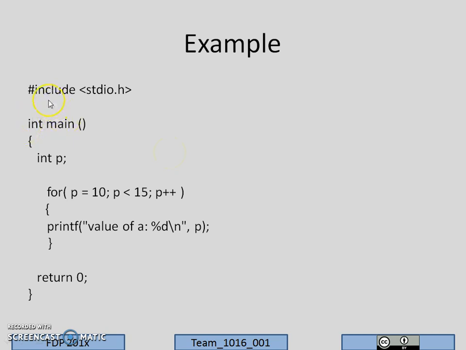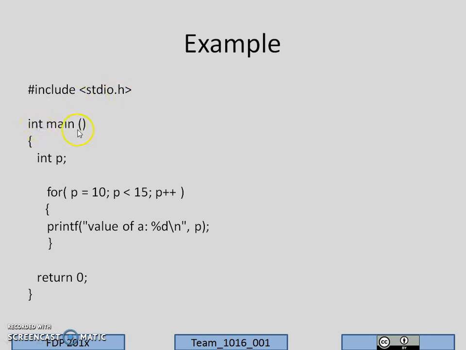For understanding working of for loop, I have taken one program. This program is written in C language. This is the starting of a program, that is hash. This is a preprocessor directive. Before starting the program, we write this symbol hash. Then include stdio.h file. Stdio.h file is nothing but standard input output header file.